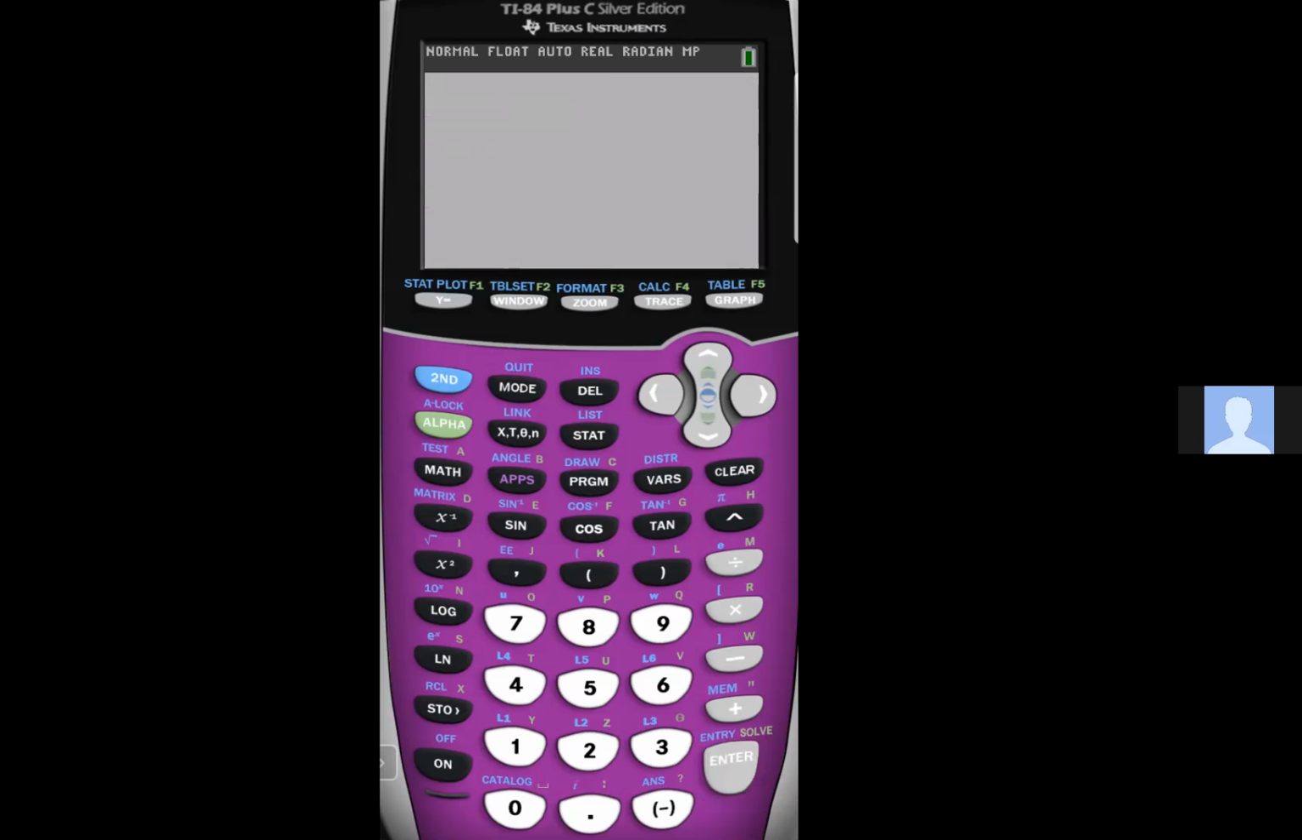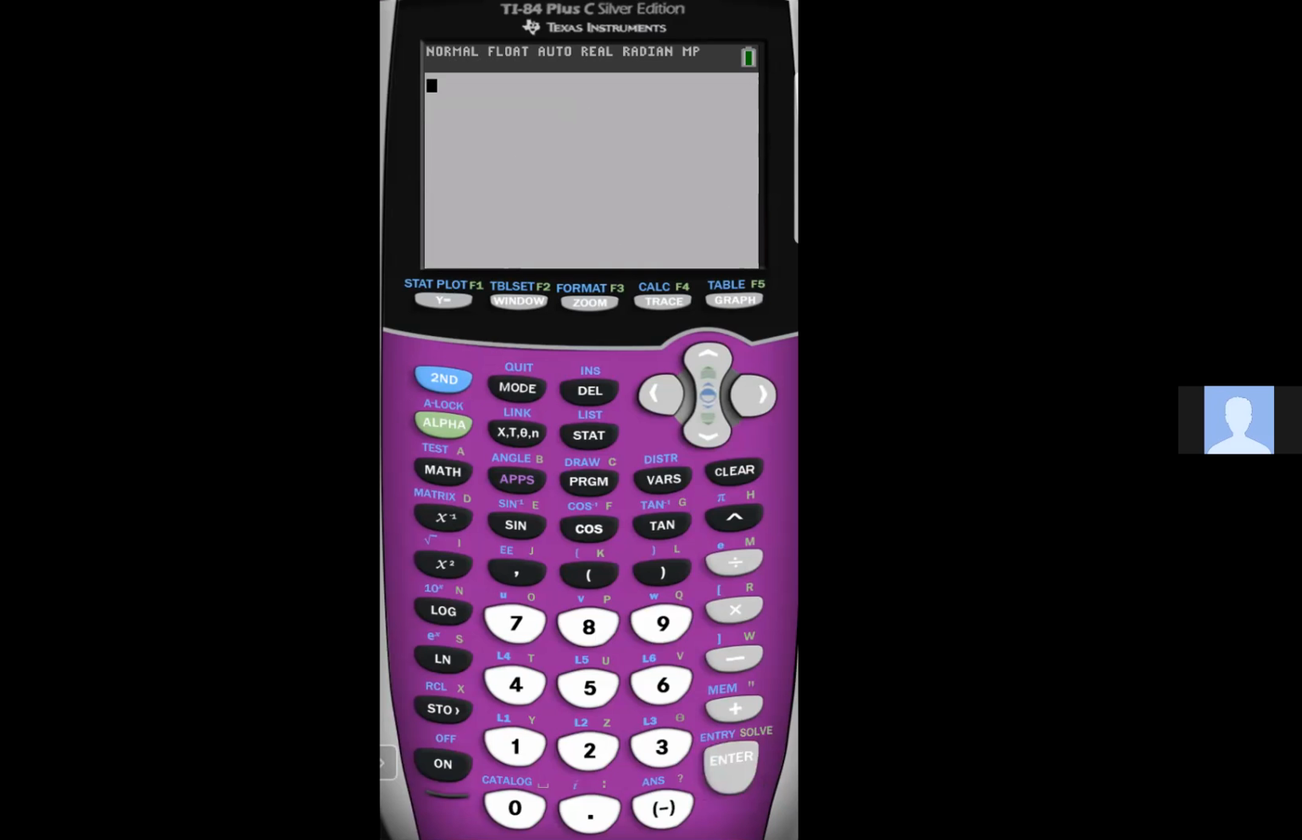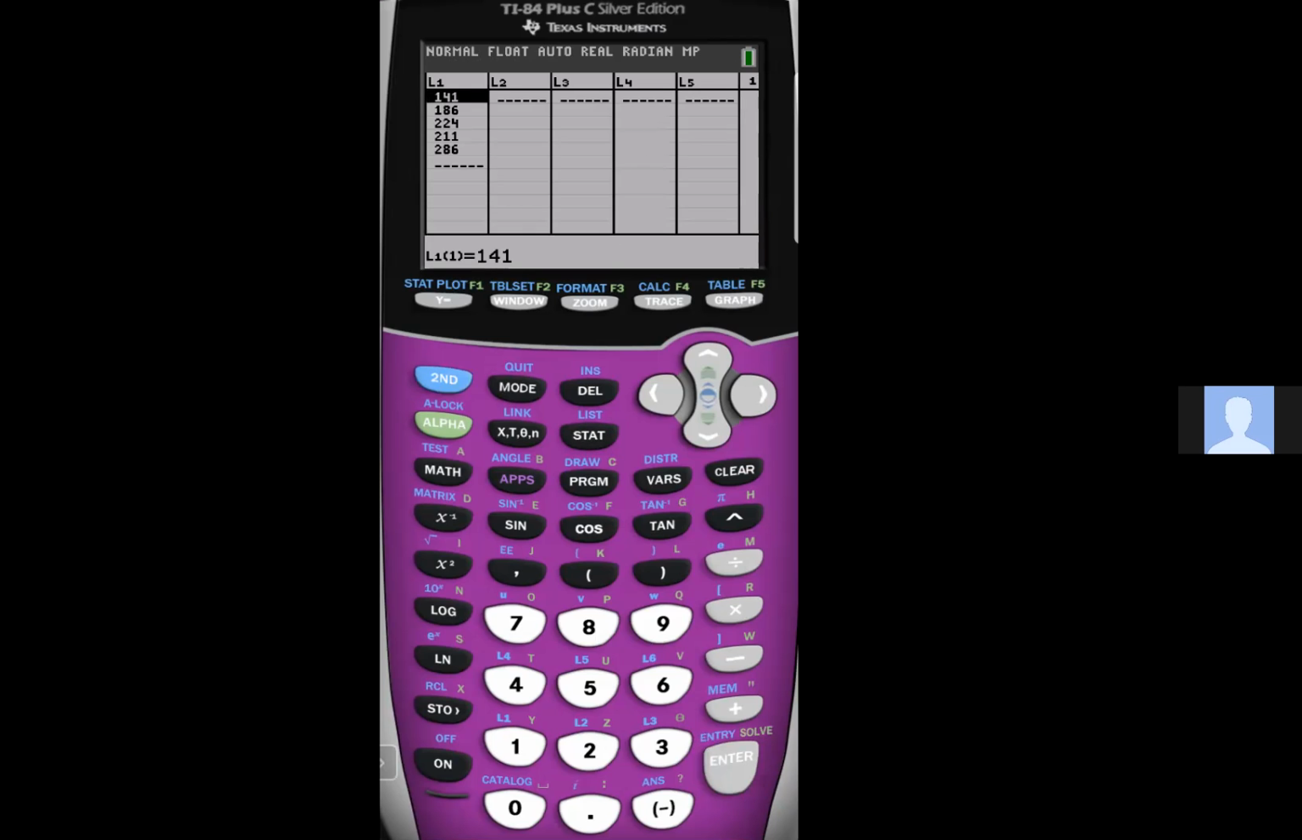Oh, wait a second. Okay, go to L2 and put all the expected counts there, because the calculator does not know what your expected counts are. So put all your expected counts on L2.